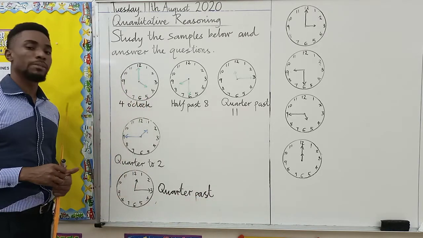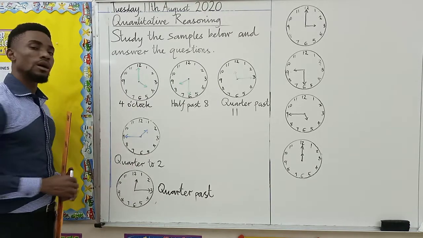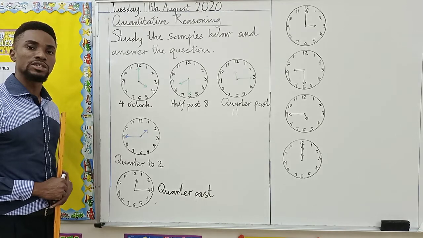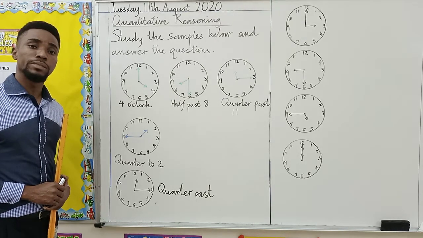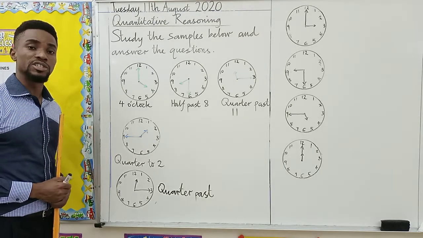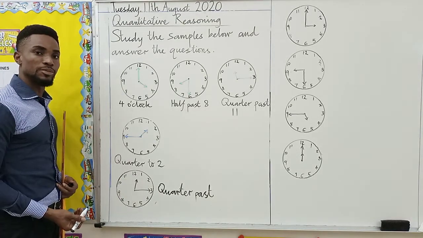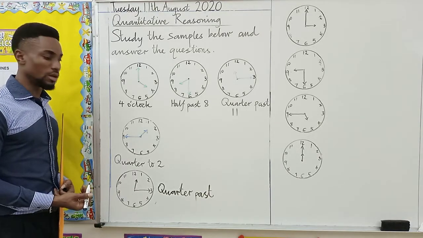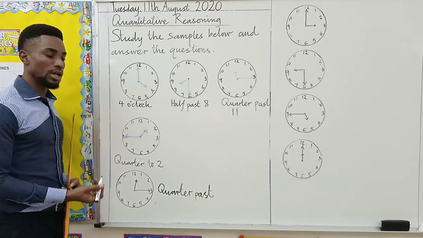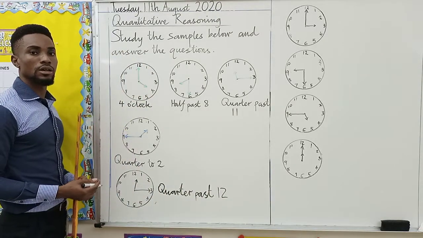Now, since we are talking about past, it means that the hour hand is going to be between 2 numbers. Which of the numbers are we going to pick? Past means we are going to pick what? The smaller number. This is between 12 and 1, so we are going to pick the smaller number, which is 12, because 12 comes before 1 on the clock. So quarter past 12 is the time on this clock.